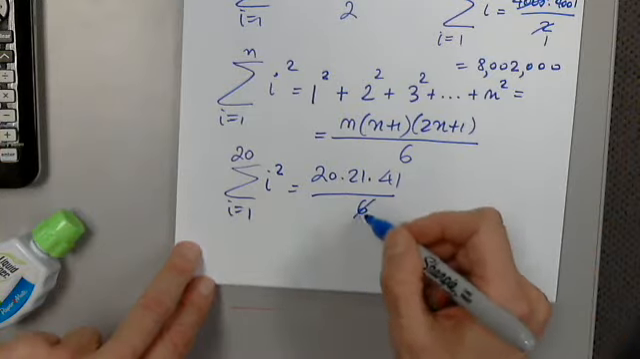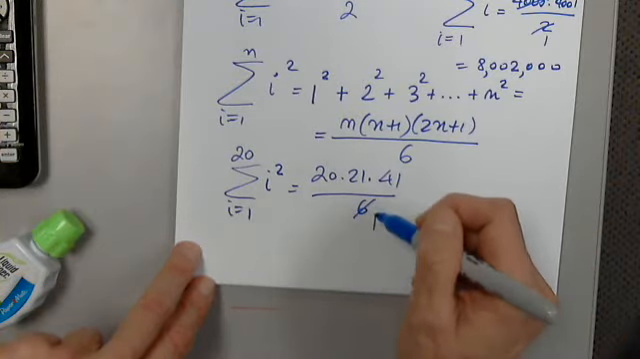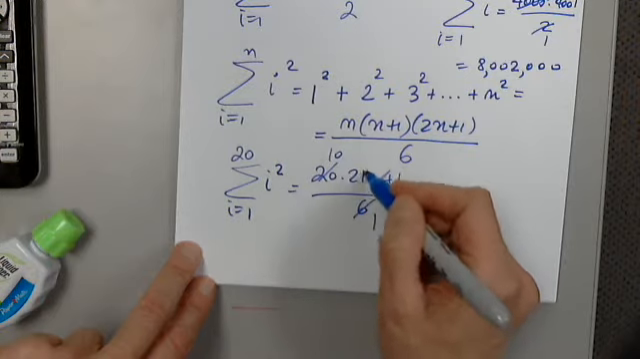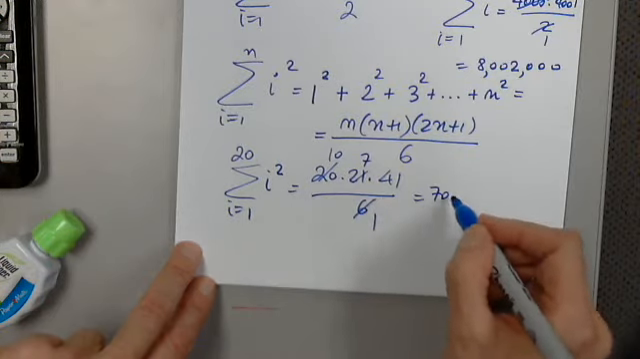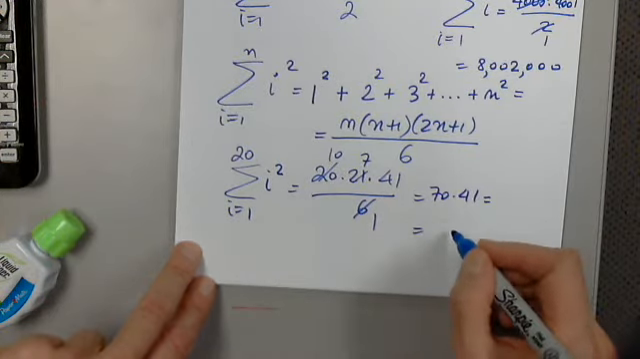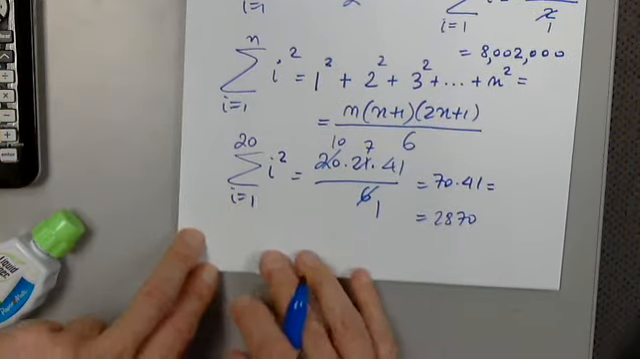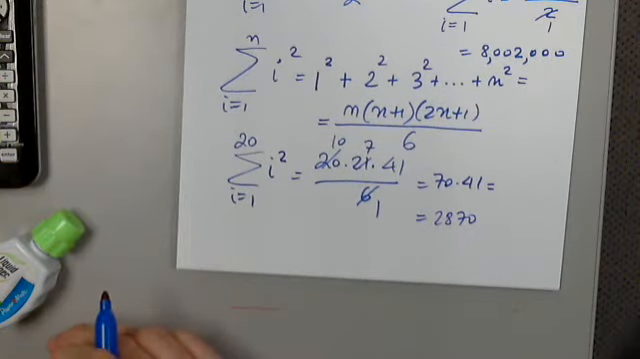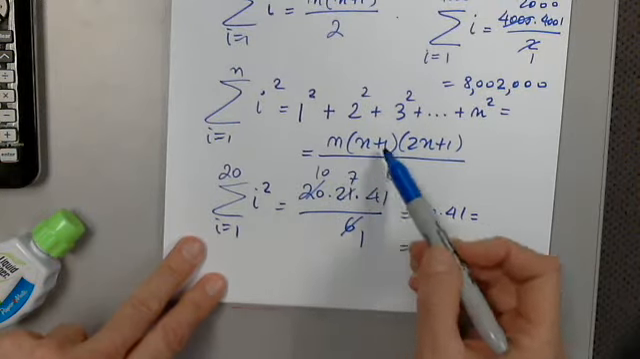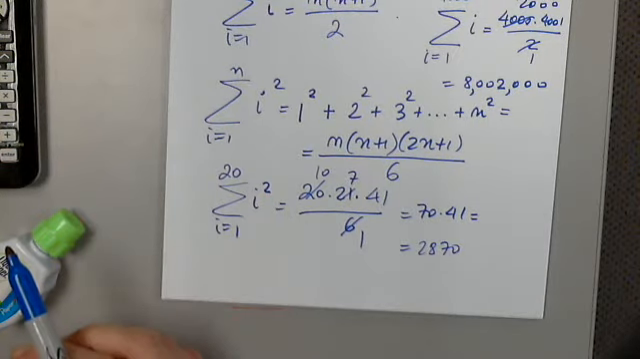So I'll simplify. Divide by 2 and I get 10, divide by 3 and I get 7. So it's 70 times 41, which is 2,870. All I had to do is just replace n by 20.